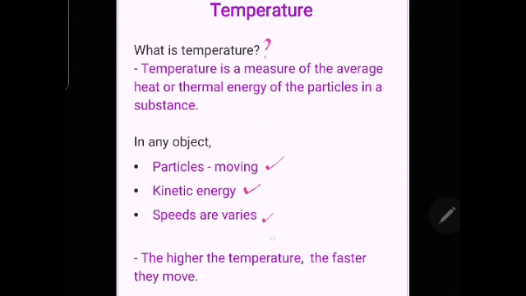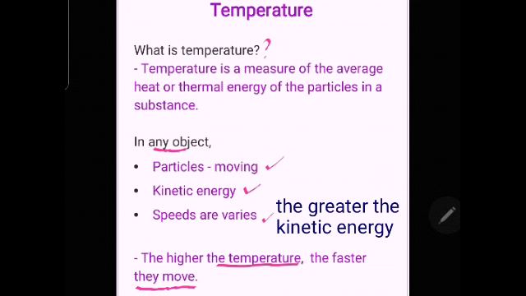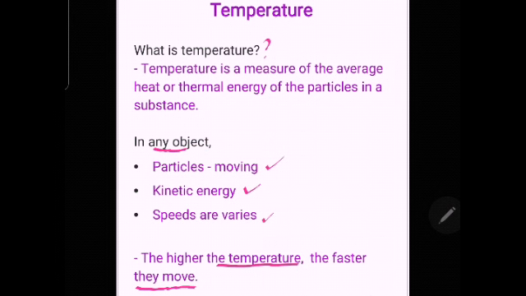But, when we increase the temperature of the object, the molecules will move faster. Kalau kita panaskan objek tu, particles dia akan bergerak dengan lebih laju. Therefore, we can say that the higher the temperature, the faster they move, the greater the kinetic energy.